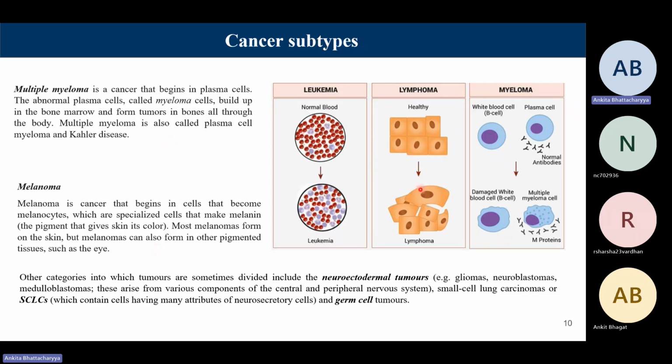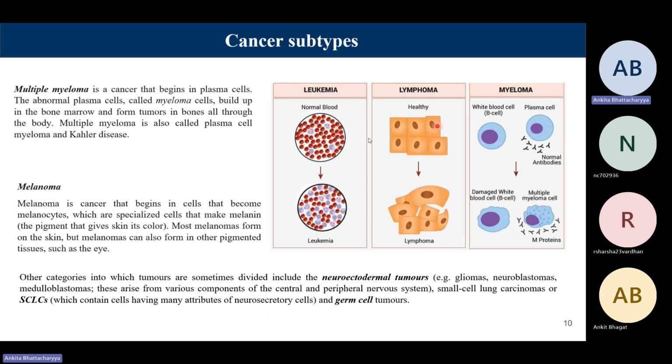Then this was a comparison between these two with myeloma. In multiple myeloma, it begins in plasma cells. They build up in the bone marrow and they form tumors in bones all throughout the body. It's often also called plasma cell myeloma and Kahler disease. Melanoma is a cancer that begins in cells that become melanocytes, which are necessary for making melanin. They form on the skin, but they can also form in other organs like the eye.